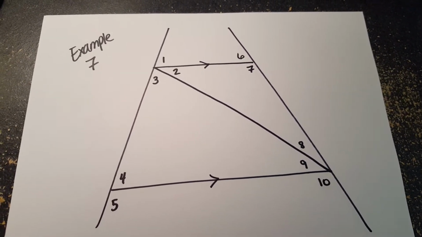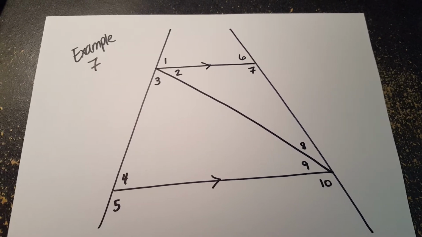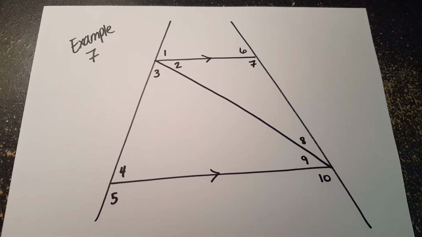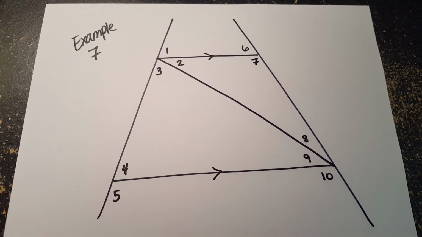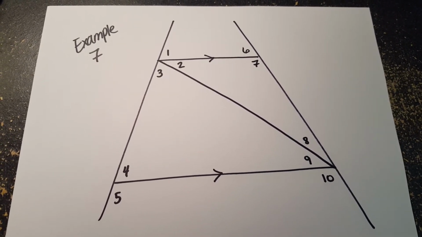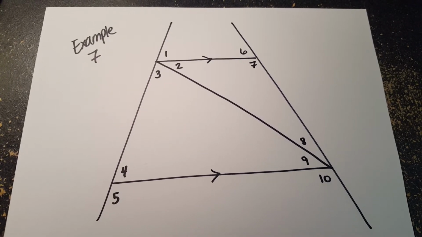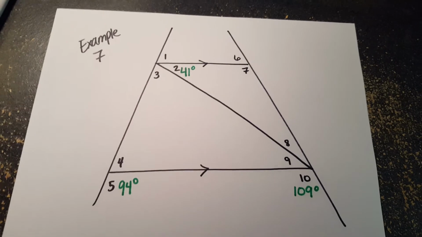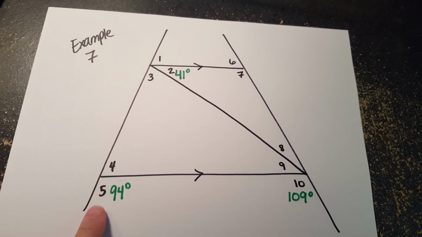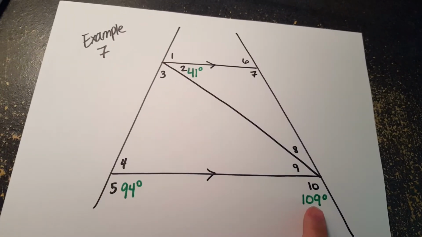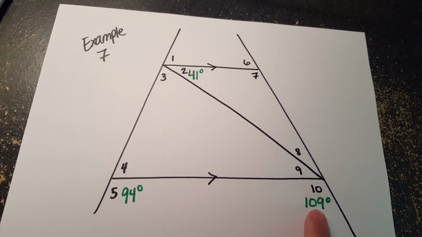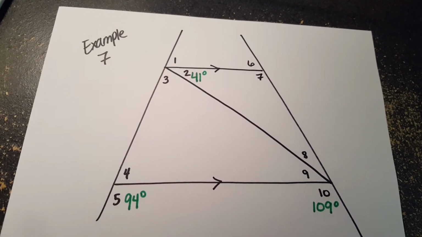But this is example 7 from the Parallels and Transversals practice worksheet that was assigned on Tuesday, and I've been asked a question about it, so I thought I'd go over it with you. First of all, here's what it looks like, and then the next thing I'm going to do is fill in the given information. Okay, so the given information was that angle 2 is 41 degrees, and angle 5 is 94 degrees, and angle 10 is 109 degrees.